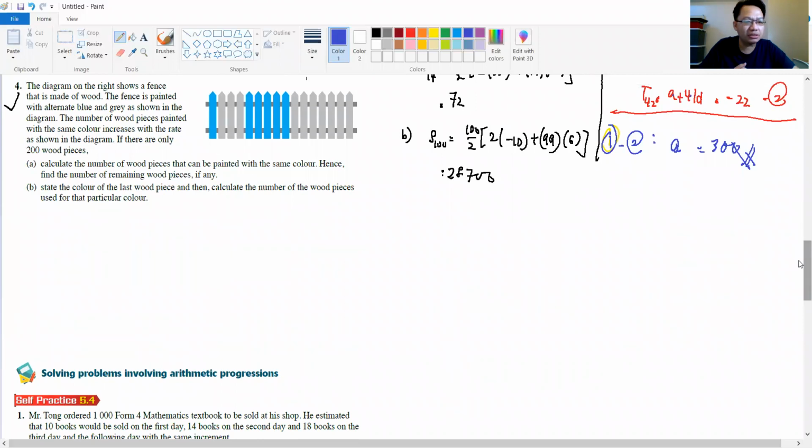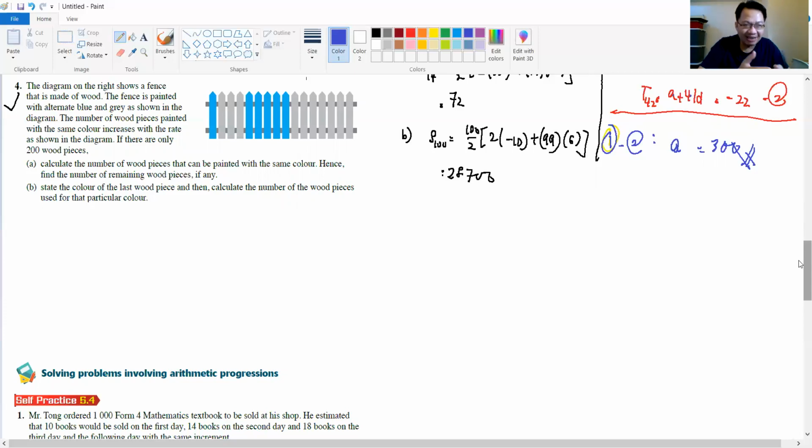The diagram on the right showed a fence that is made of woods. The fence is painted with alternate blue and gray colors, as shown in the diagram. The number of wood painted with the same color increases with the pattern as shown in the diagram. If there are 200 wood pieces, calculate the number of wood pieces that can be painted with the same color and find the number of remaining wood pieces, if any. Okay, guys.